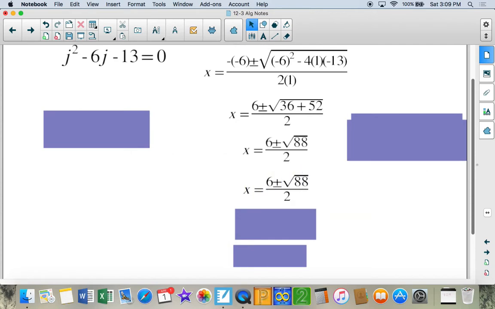Square root of 88. I should have broken that into 4 times 22. Square root of 4 becomes 2.